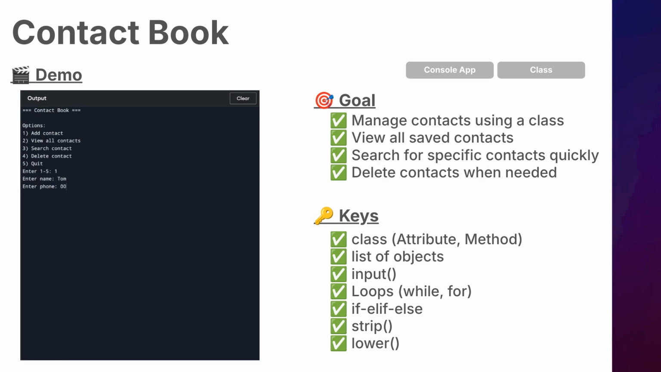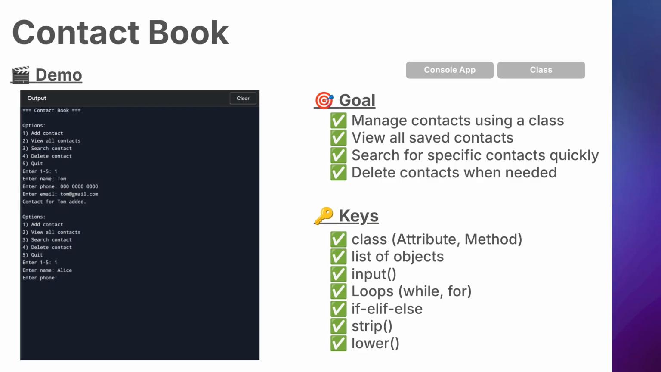To make all this work, we're covering some essential Python concepts. You'll see how to define and use a class to model a contact, how to store multiple contacts as a list of objects, how to accept input from users, and how to control the flow of the program with loops and if-else statements. You'll also practice string methods like strip and lower to make the program more reliable.